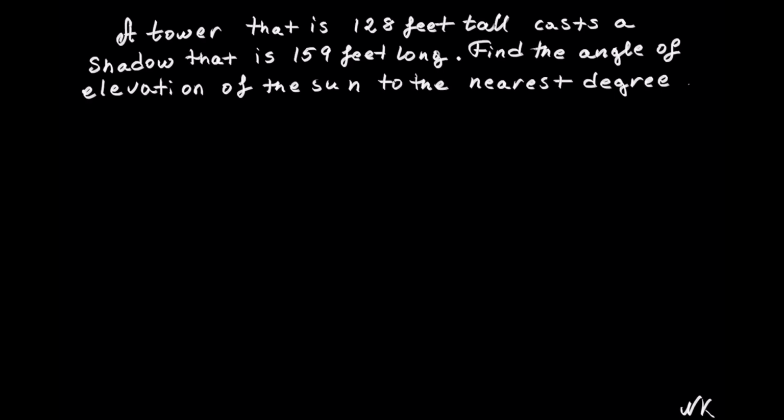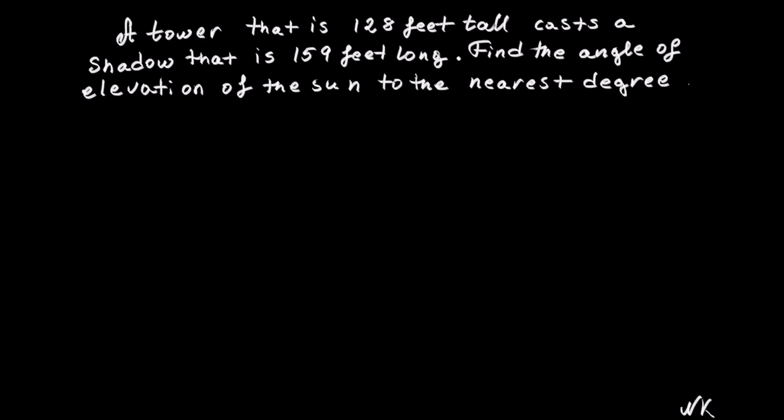Hello, in this video we will solve a trig word problem. We have a tower that is 128 feet tall, casts a shadow that is 159 feet long, and we need to find the angle of elevation of the sun to the nearest degree.